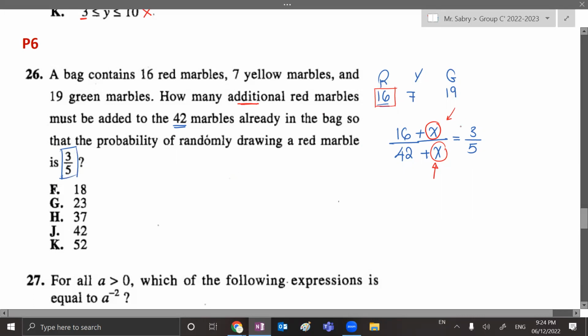Cross multiply in order to get whatever is missing. So I'll do 5 brackets multiplied by 16 plus x equals 3 brackets multiplied by 42 plus x. And then solve this equation.